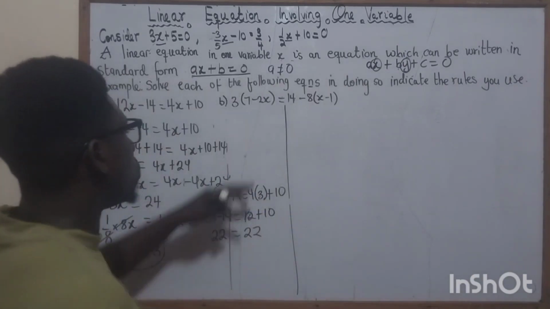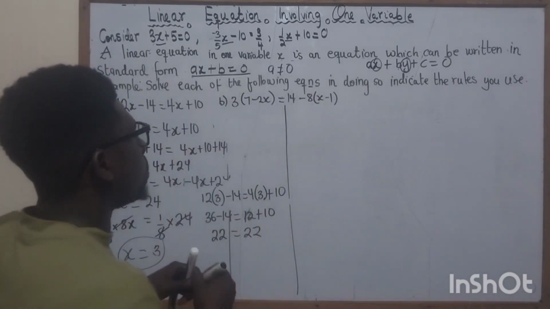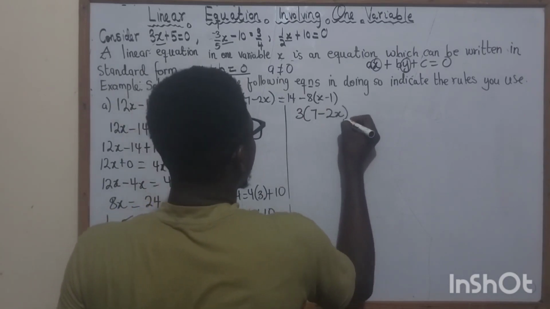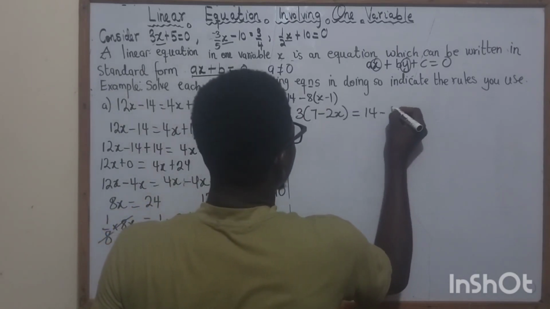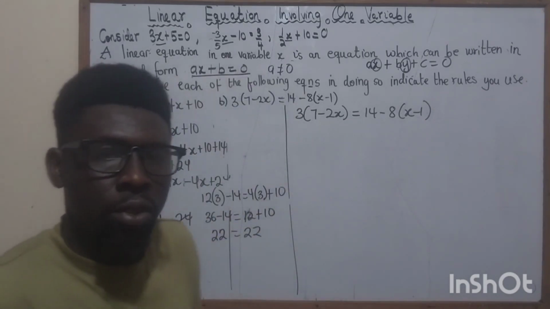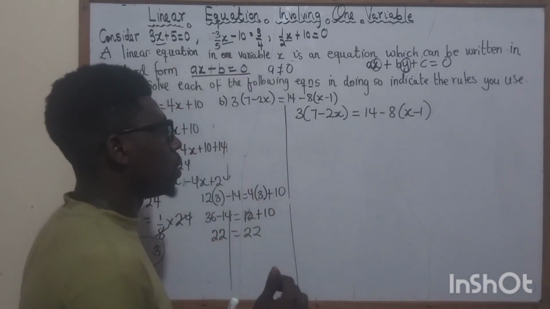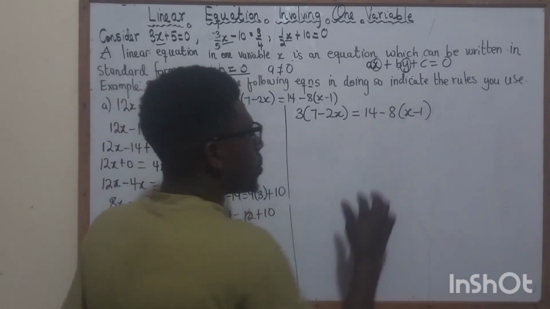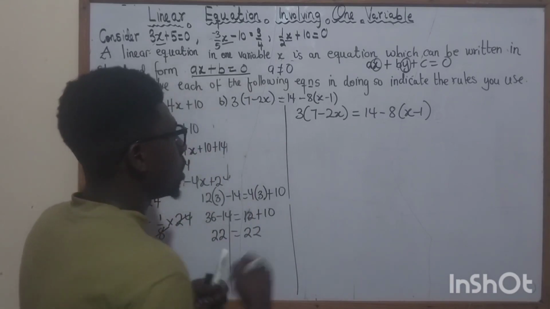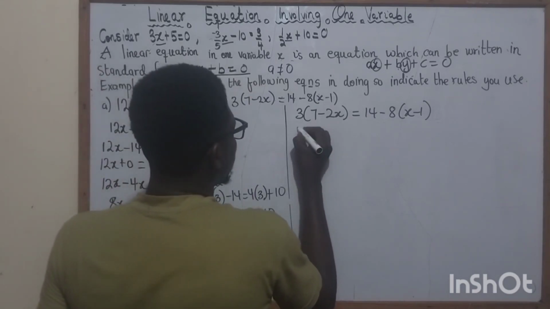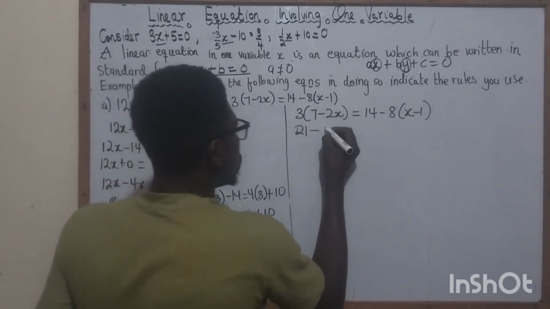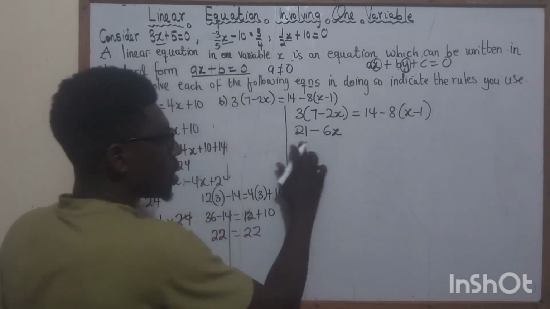Now, let's go to the B, okay? The B says we have 3 times (7 minus 2x) equals 14 minus 8 times (x minus 1). All right, we are solving for x, okay? So first of all, let's remove the parentheses using the distributive property, okay? So we have 3 times 7 giving us 21, minus 3 times 2x giving us negative 6x, okay?